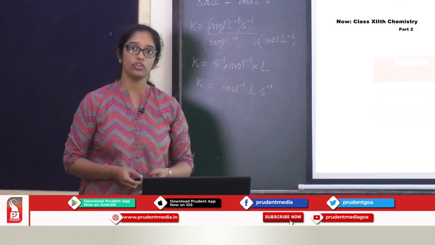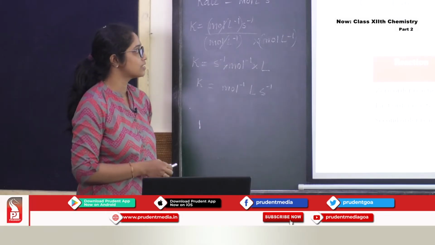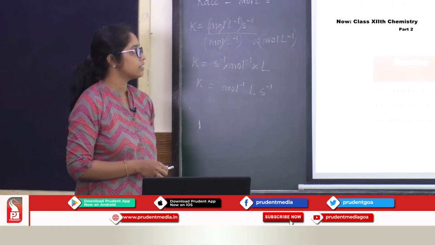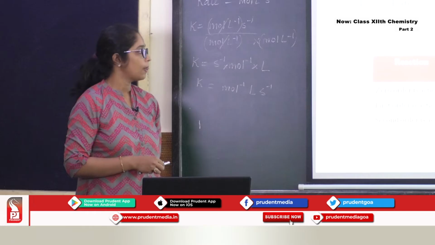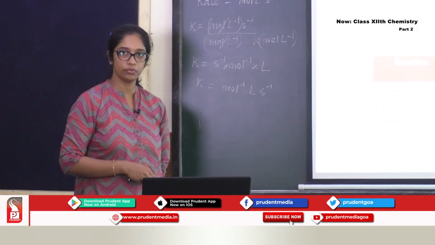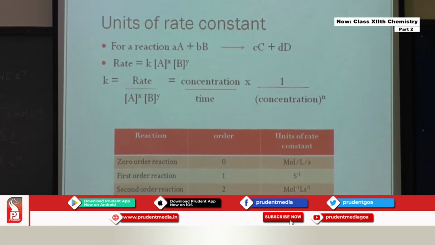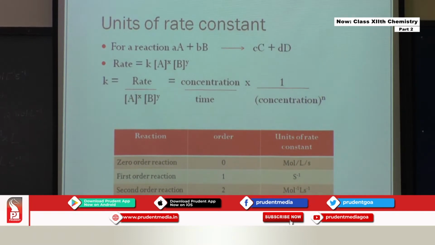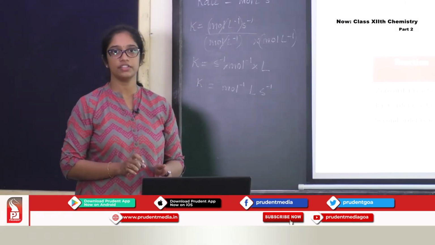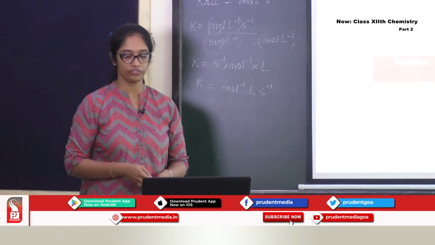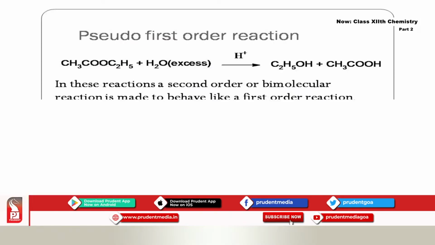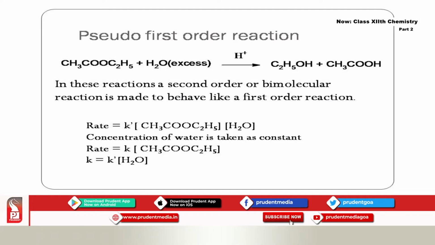So, whatever is the order of the reaction, you just have to use the same equation, replace the value of n as 0, 1, 2 and whatever the order is, and find out what is going to be the unit. So, it is the same equation that you are going to use to find out the unit of the rate constant. You need to remember that the rate constant does not have a specific unit, it depends upon the order of the reaction. Now, what we are going to discuss is what is pseudo first order reaction.